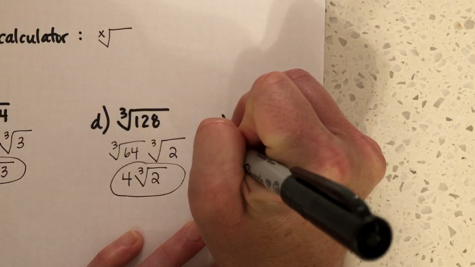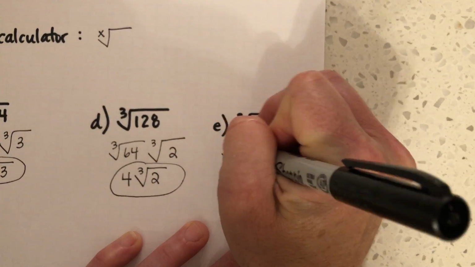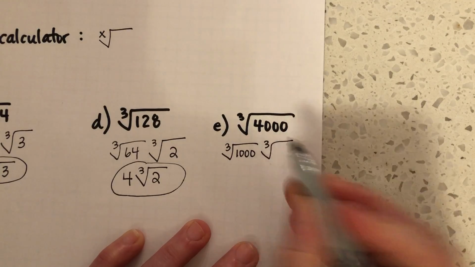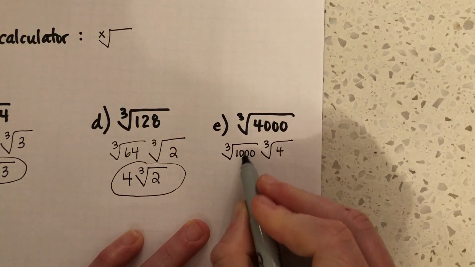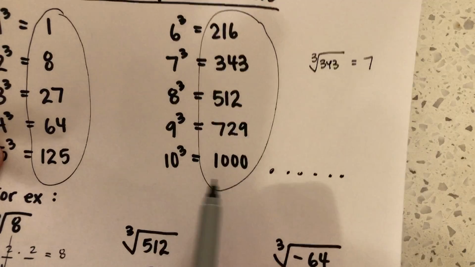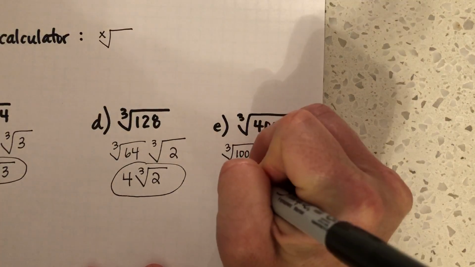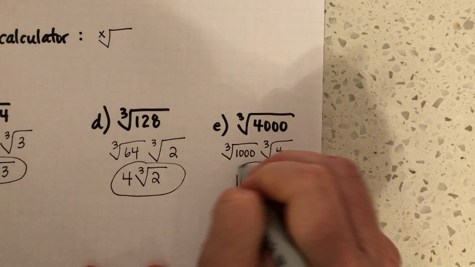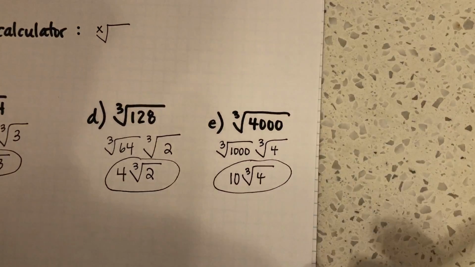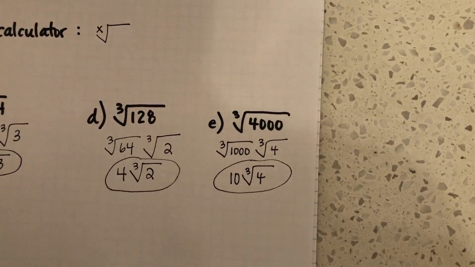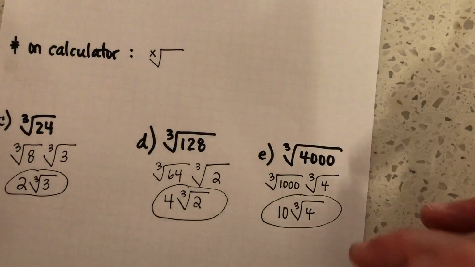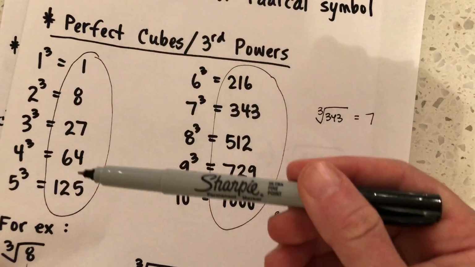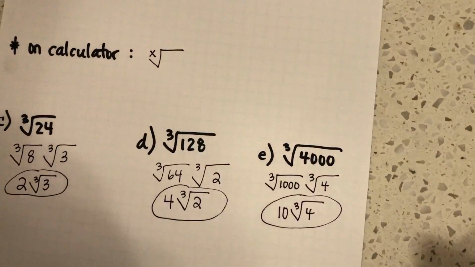So we're going to break this up into the third root of 1,000 times the third root of, well, 1,000 times what gets you 4,000? 4. So now the third root of 1,000 is 10. And then the third root of 4 is your leftover that you can't reduce. So you leave it just like that, and that is your reduced answer. So this should feel just like reducing a square root, except you're using a different list of numbers to break it down. Okay? All right.